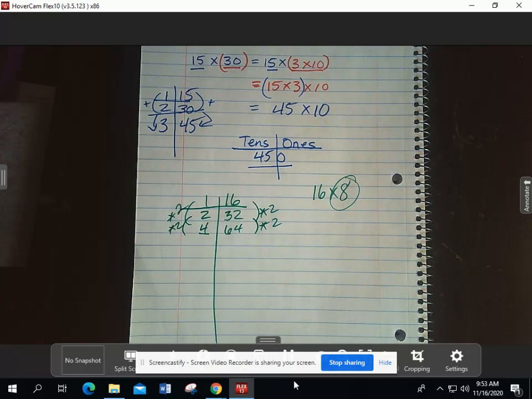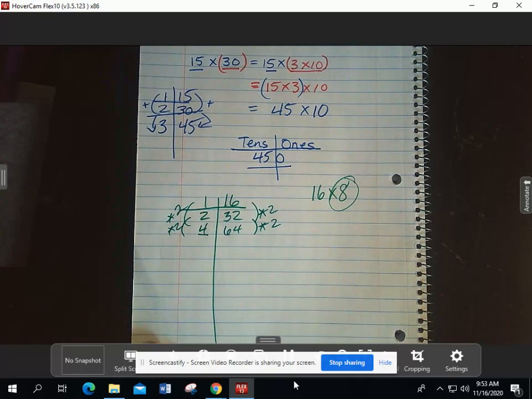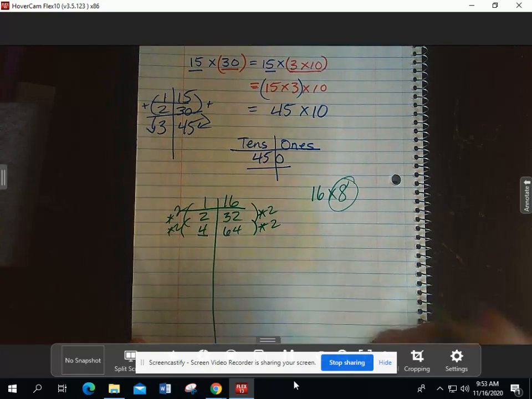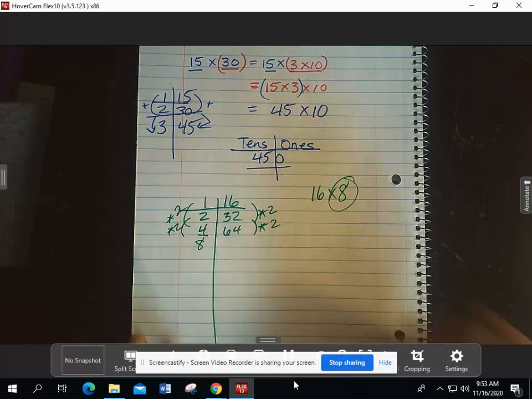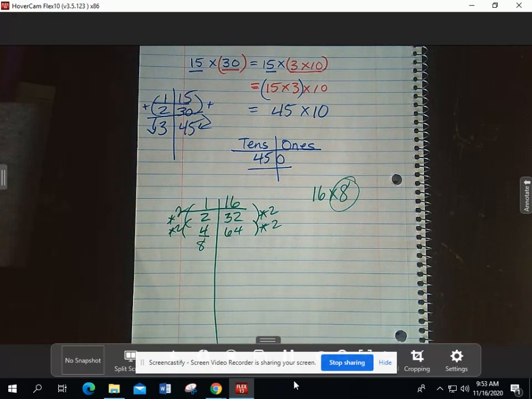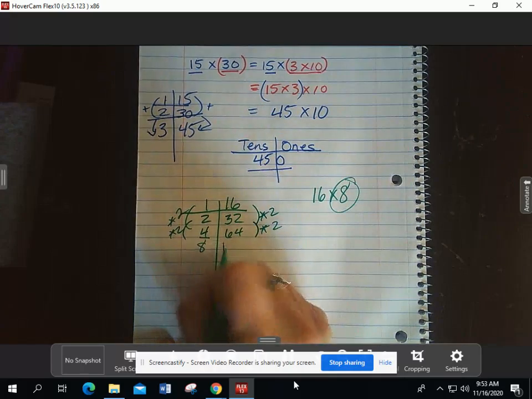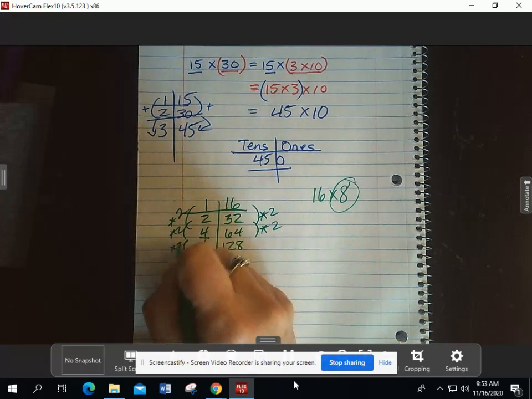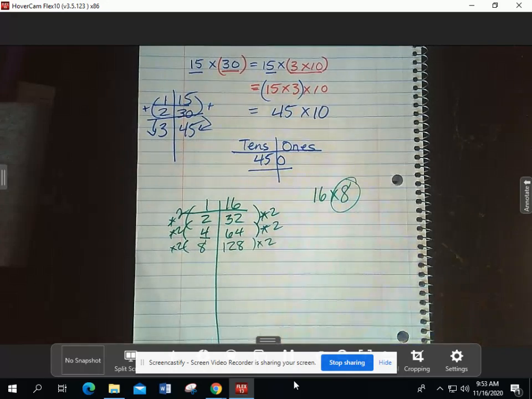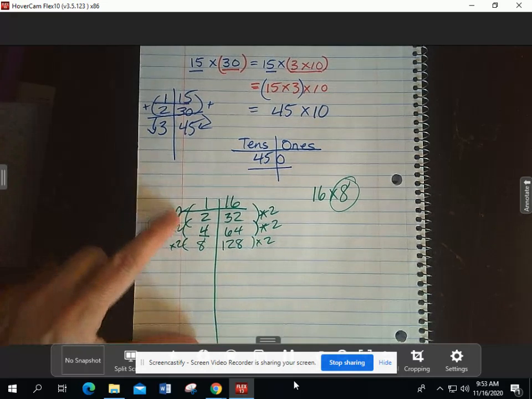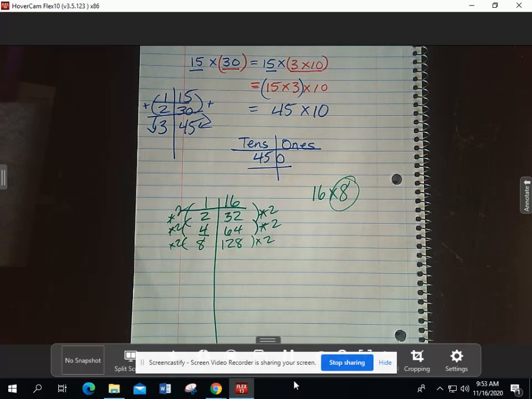No. Okay, well, what should we do now? David? Double it again. What's 4 doubled? Okay, Brooklyn, what's 4 doubled? This one's a little more difficult. What's 64 doubled? 128. Yes, Brooklyn, 128. So all we did was double and double and double. Remember way back when, an 8, it's a double, double, double.